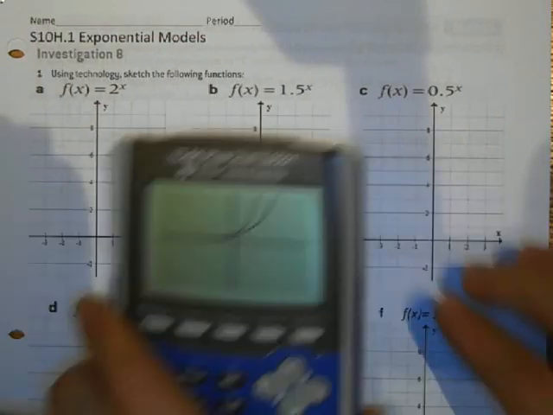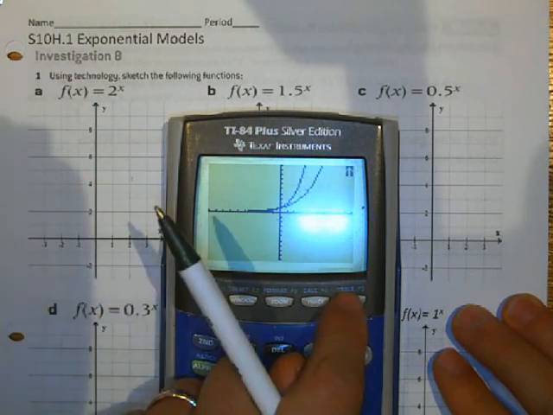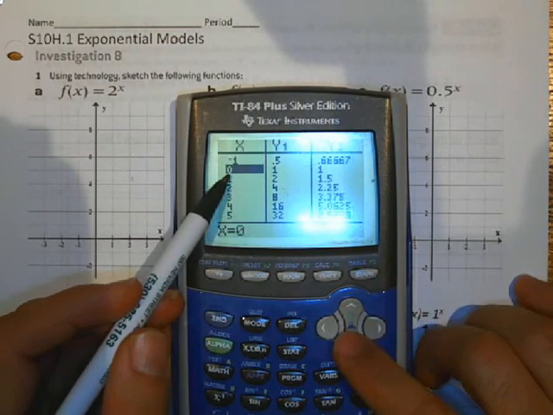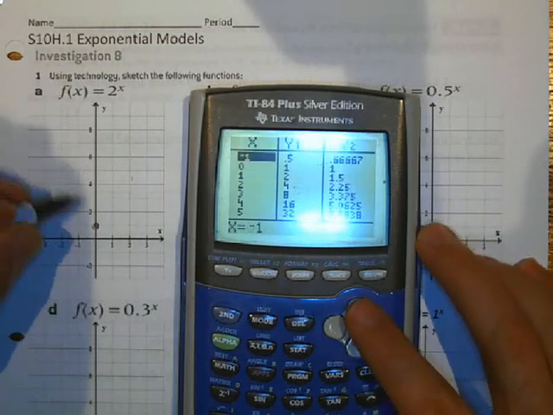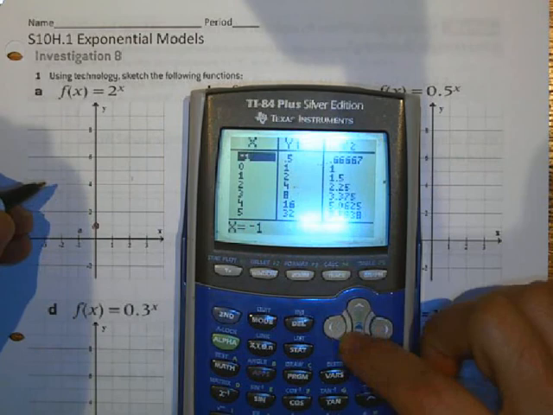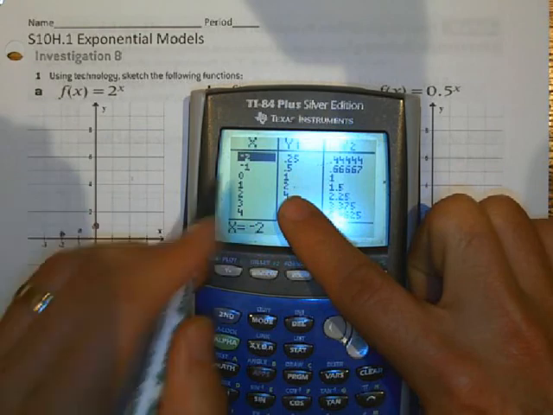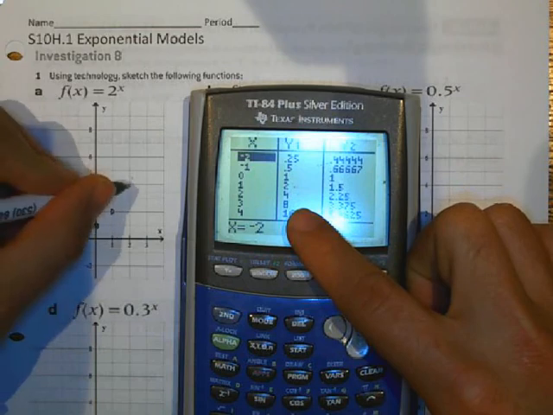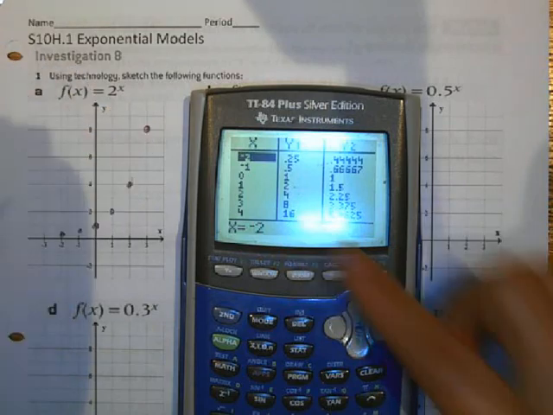Now something that's going to be very helpful is to look at a table to plot some points to draw our graph. So if I hit second graph, that allows us to get a table. So my first function, at 0, it crosses here at 1. And at -1, it's at 0.5. And at -2, it's at 0.25. When x is 1, our value is 2. When x is 2, our value is 4. When x is 3, our value is 8. And you can see that it's growing exponentially.